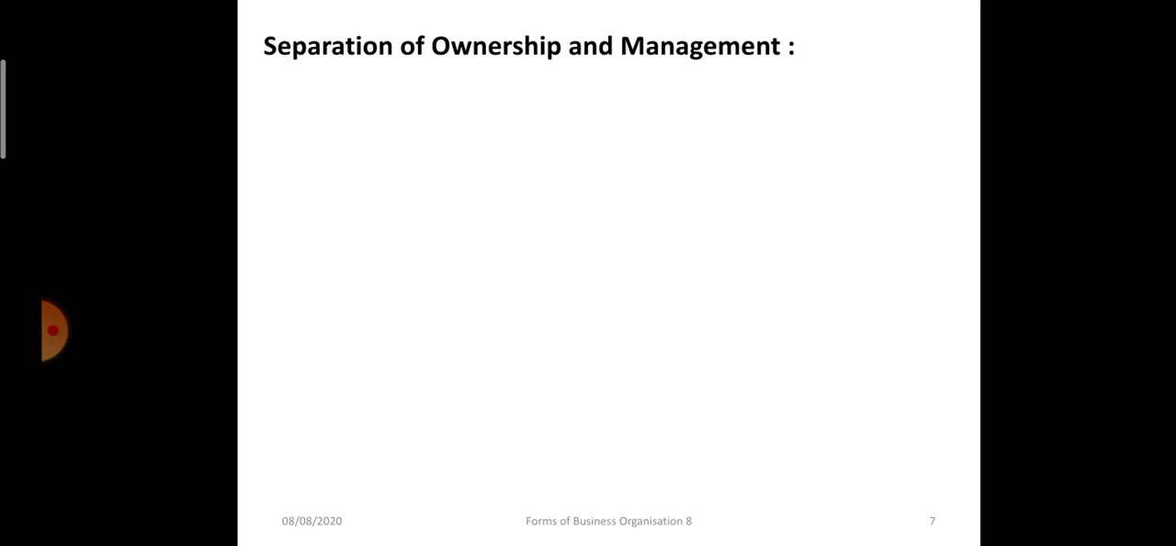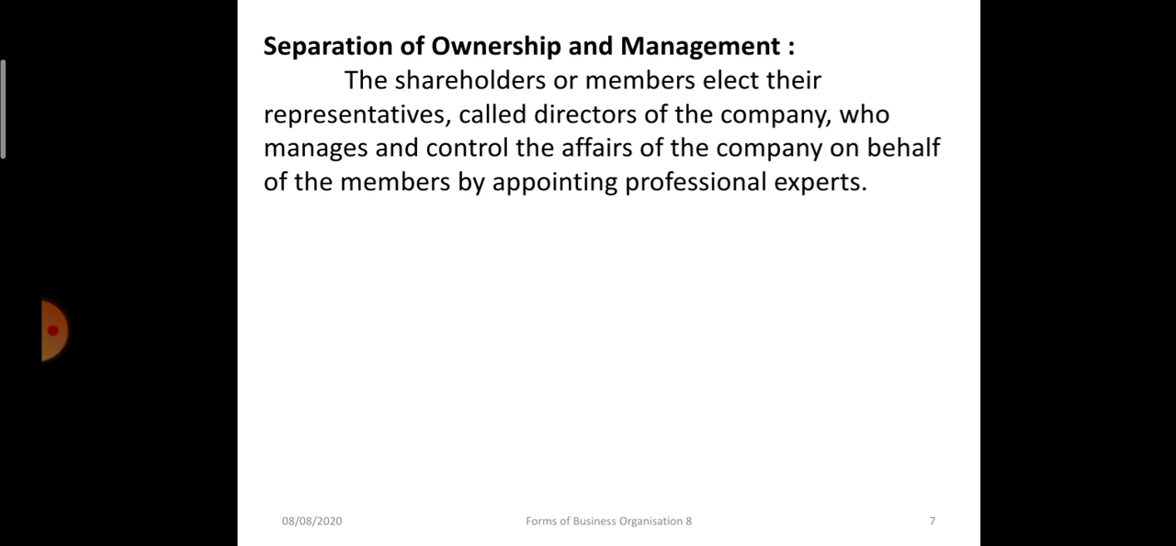There the ownership, the shareholders, are not managing. They elect their representatives, who become the directors, and they are managing. These directors are professional people, so they are able to manage the huge operations of a company. Read this: the shareholders or members elect their representatives called directors of the company, who manage the affairs of the company on behalf of members by appointing professional experts.